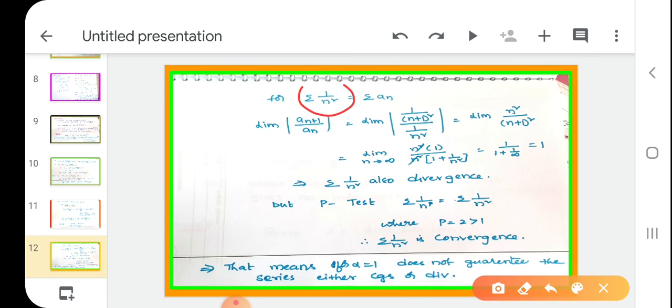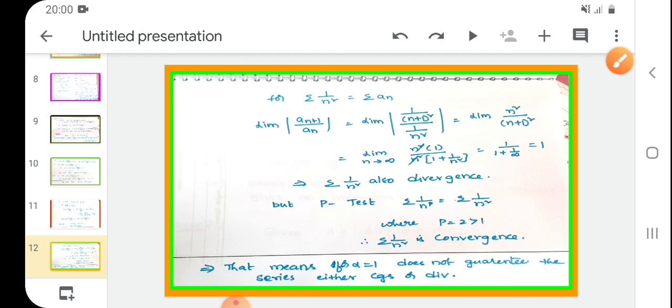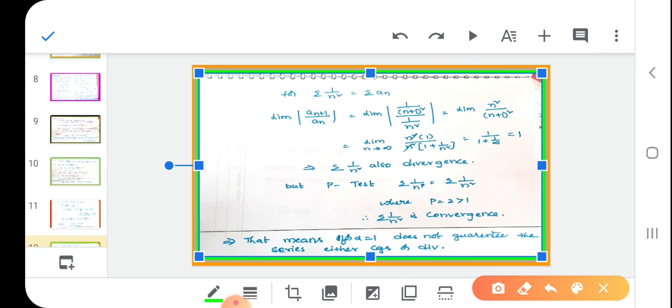Next I take summation 1 by n square. Let summation 1 by n square be summation an. What is an plus 1? Put n plus 1 in n's place. So summation an plus 1 is 1 by n plus 1 square. Now I find the value of limit an plus 1 by an. That implies 1 by n plus 1 whole square by 1 by n square. What is the value of that? N square by n plus 1 whole square.